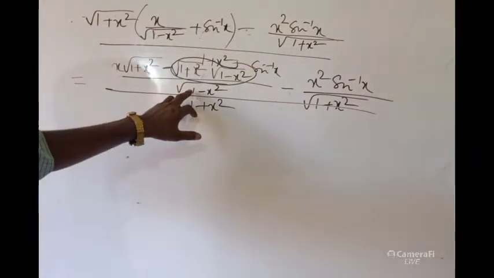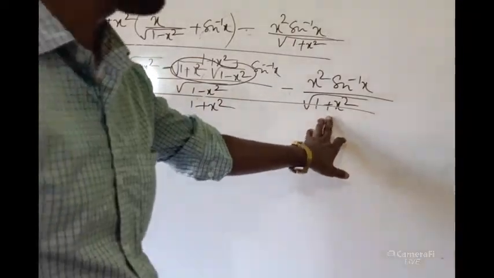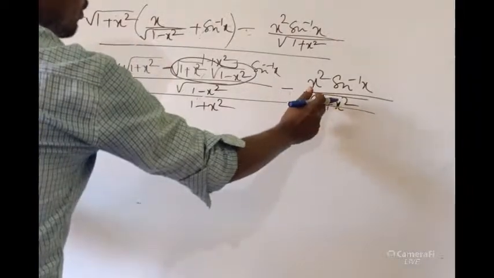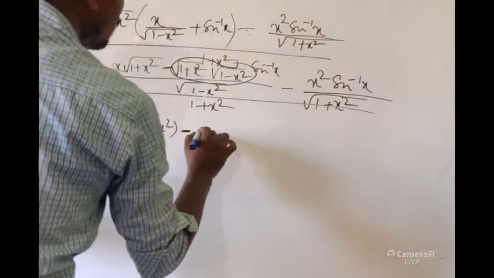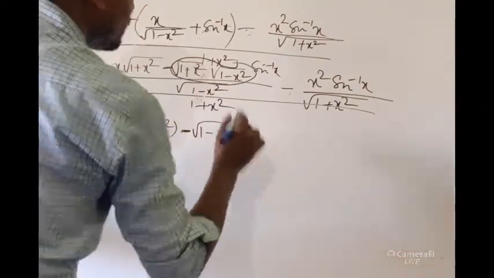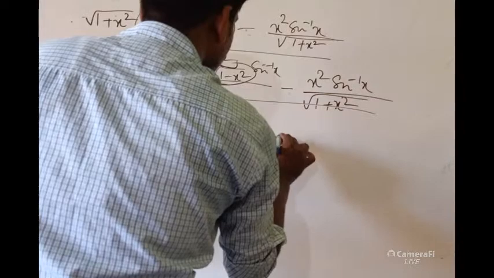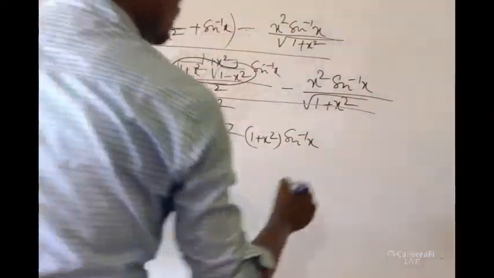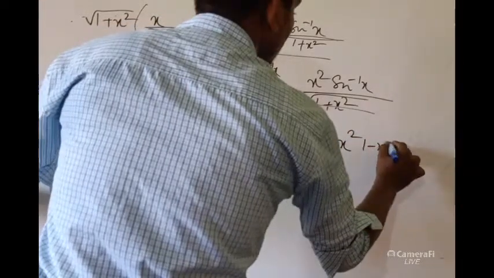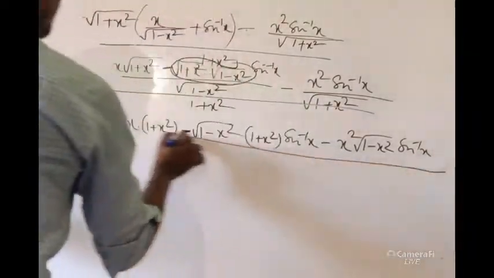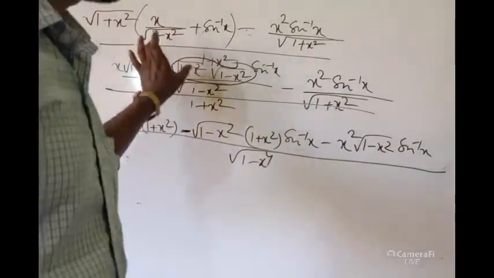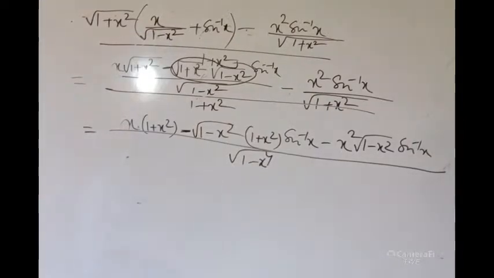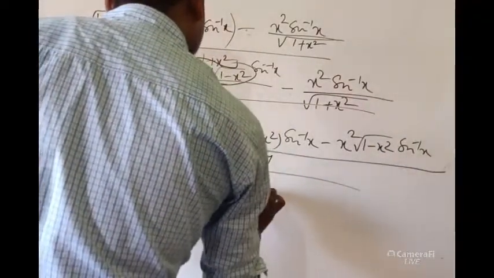We take LCM, that is 1 root over 1 minus x square into 1 plus x root over 1 plus x square. Okay. This 1 root over 1 plus x is multiplied with this term. This becomes x 1 plus x square and minus 1 root over 1 minus x square and 1 plus x square and sin inverse x. Okay. Then minus x square root over 1 minus x square and sin inverse x, divided by root over 1 minus x to the power 4. Okay, we take only LCM. In these two terms we take only LCM. And we will divide by 1 plus x square.